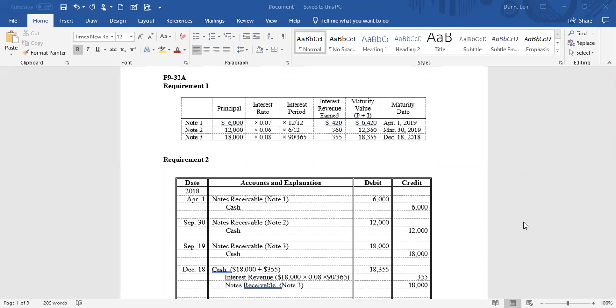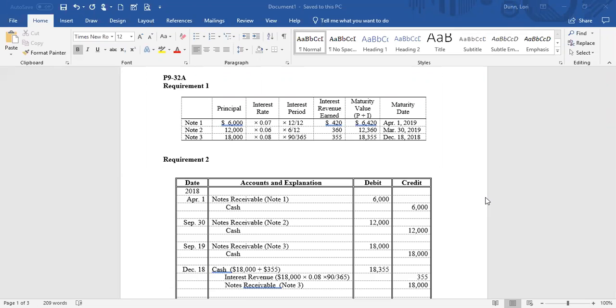And since this note started and ended in the same accounting year, all the interest revenue was earned in this accounting year, so we will credit interest revenue for the total interest on the loan. Now, we can't say the same is true for Note 1 and 2. Note 1 begins in the 2018 accounting year, but ends in the 2019 accounting year. And over those 12 months, interest is being earned on that loan. So interest revenue occurs in 2018 and 2019.